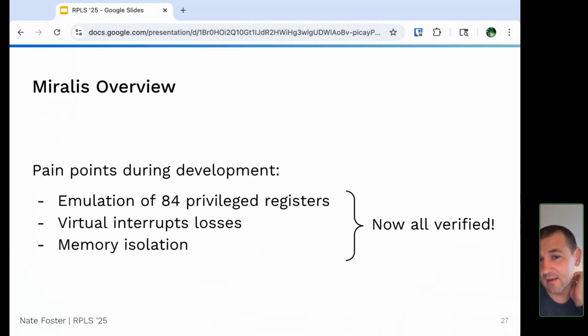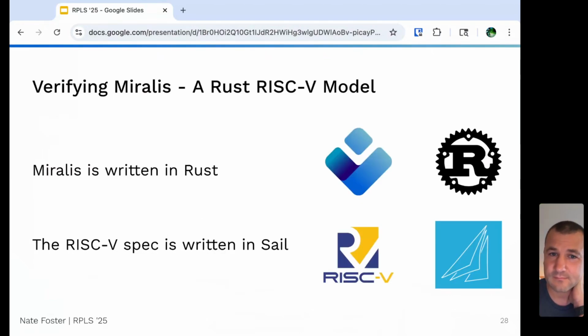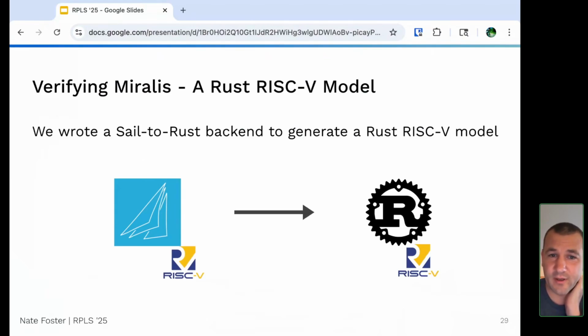This was quite painful. And in this project, we were actually able to verify the core logic of all three of these pieces of Morales using this lightweight technique. So how did we do this? Well, again, the key insight is that we leveraged the work on Sail. Morales is written in Rust. Sail provides these specifications for RISC-V. And Charlie wrote a simple Sail to Rust backend that generates a Rust RISC-V model.